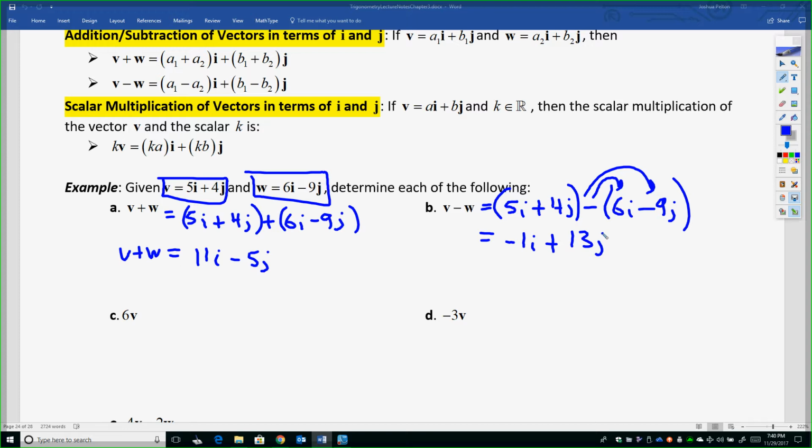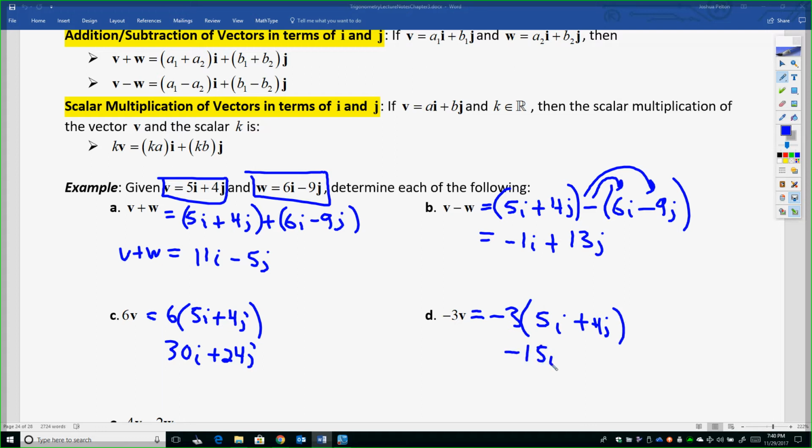Okay, so the next one is a scalar, so you just multiply everything by 6. So this is really 6 times 5i plus 4j. Or in other words, 30i plus 24j. And then a negative just makes it go the opposite direction, so that's negative 3 times 5i plus 4j. So negative 15i minus 12j.